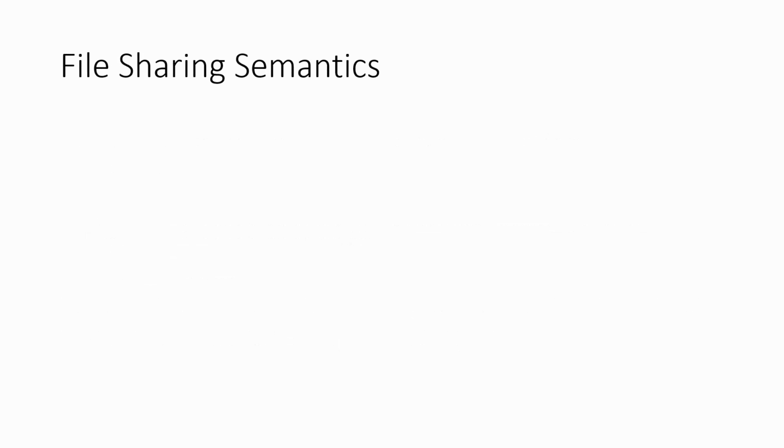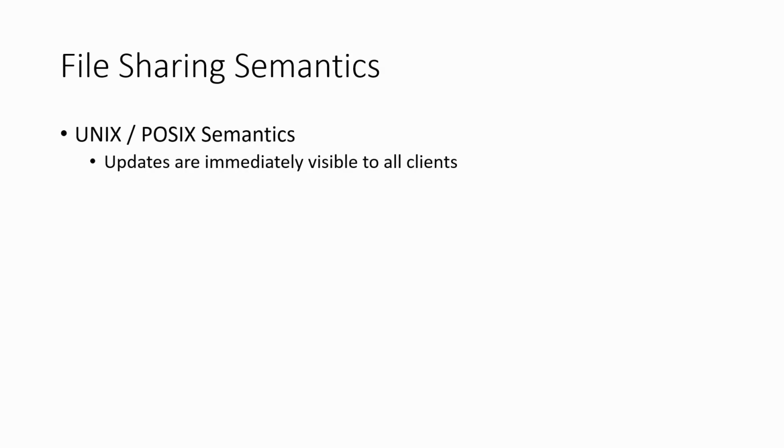This brings us to the idea of file sharing semantics in distributed file systems. The semantics of file sharing dictate to the applications and the clients that this is the expected behavior of the distributed file system, and application programmers should write their programs accordingly, and users of the system also should use the systems accordingly. So Unix or POSIX semantics is the standard file system semantics that we are all used to in the standard Unix file system.